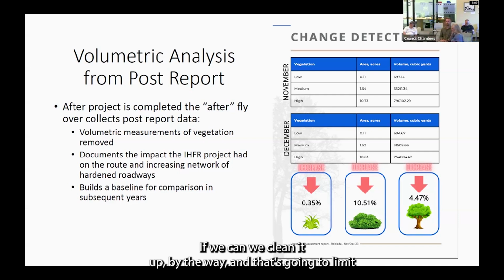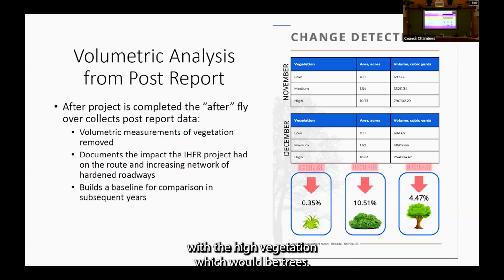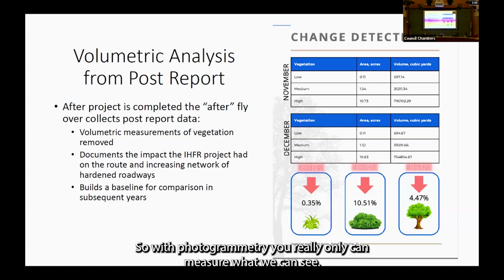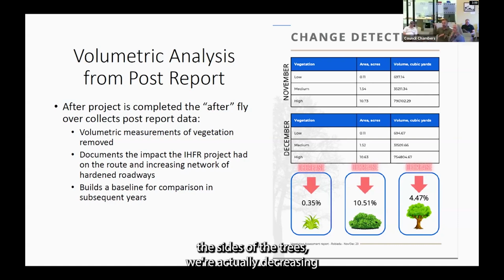Question for you. Can we interrupt, by the way, and ask questions a little bit? Sure. With the high vegetation, which are big trees, I mean, the work we're doing isn't really cutting the tops of the trees. Doesn't that tend to disguise work underneath it? So with photogrammetry, we really only can measure what we can see. But when we start limbing up the sides of the trees, we're actually decreasing some of the volume and the surface area on top as well.